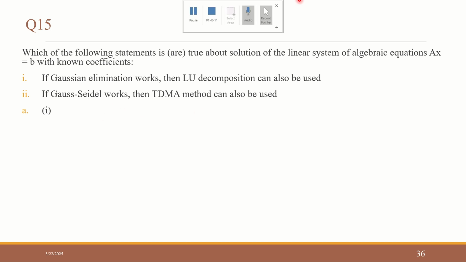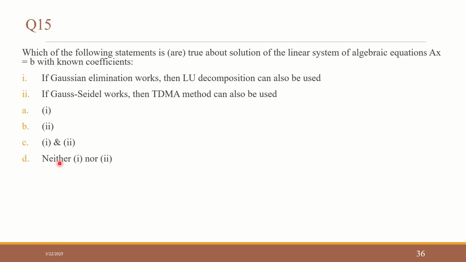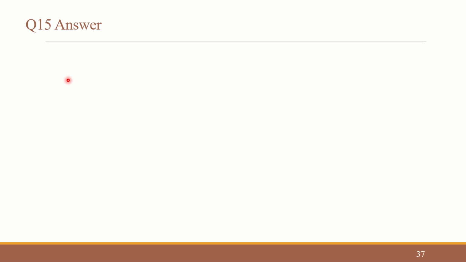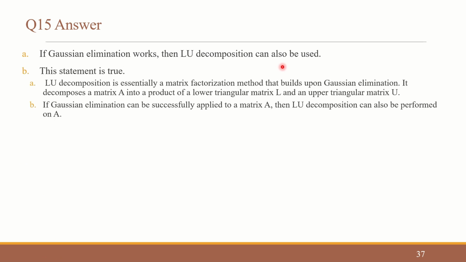Option A, 1. Option B, 2. Option C, 1 and 2. Option D, neither 1 nor 2. So the answer to which of the following statements is true is option A, 1 is the right answer. So we'll see a quick explanation. If Gaussian elimination works, LU decomposition can also be used.